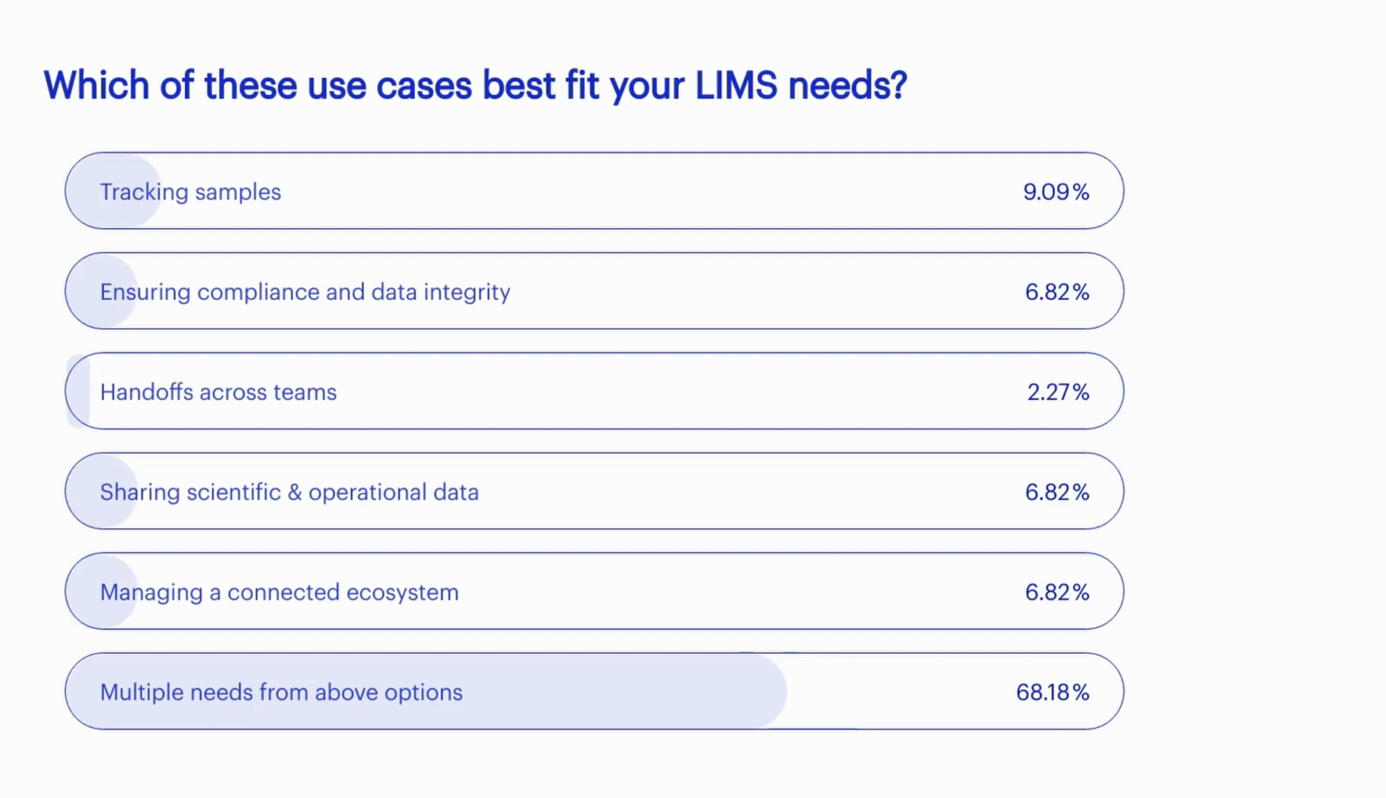Right. We have a pretty clear winner here where it seems that the majority of folks, 70% or more, have multiple needs that pertain to their companies or teams, which also tracks with what we're seeing in Benchling. It's not just one use case shoved into one team. It's really how teams work together across research and development.